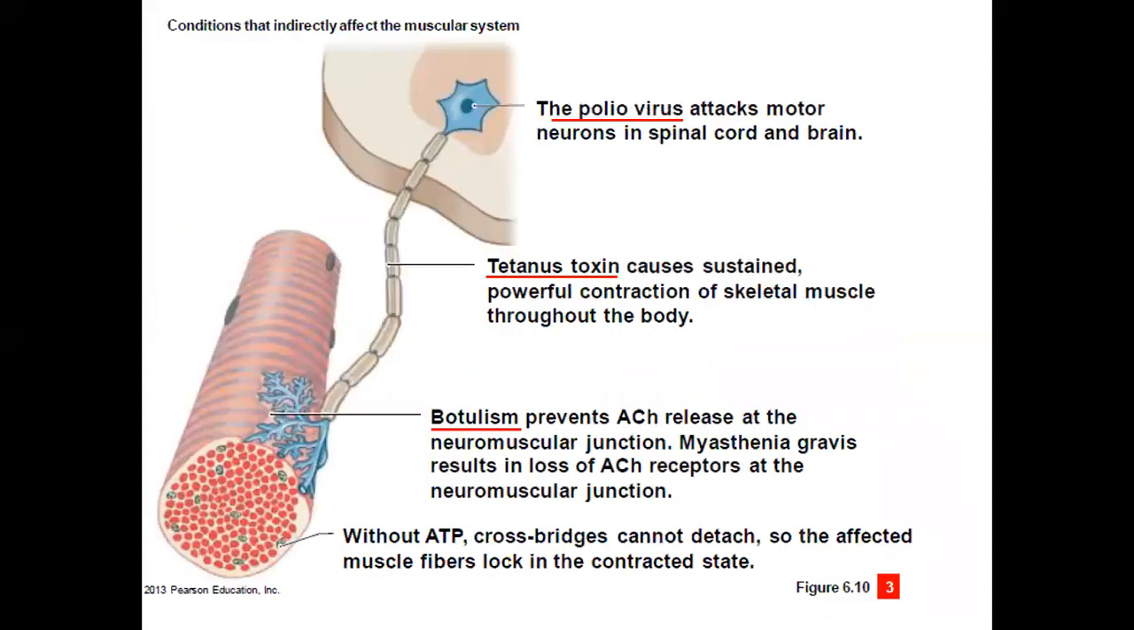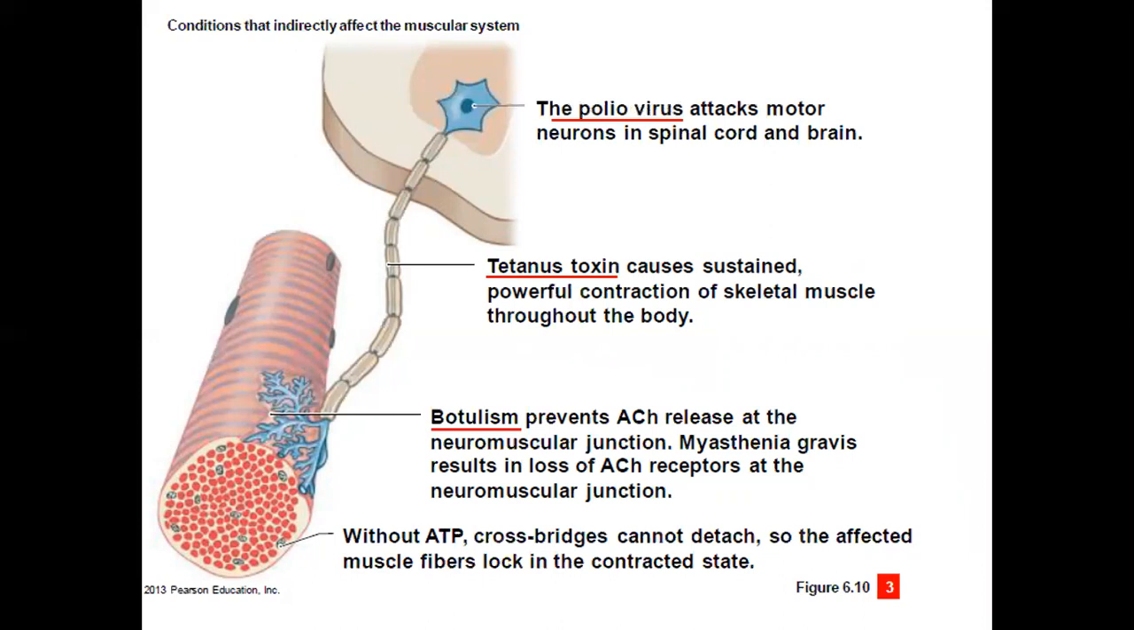Some examples of problems in the neuromuscular connection: the polio virus attacks the motor neurons in the spinal cord and brain that innervate skeletal muscle. And if the neurons are being attacked, those neurons can no longer communicate to skeletal muscle. Without a neuron communicating to skeletal muscle, the muscle won't contract. So the polio virus can lead to paralysis.